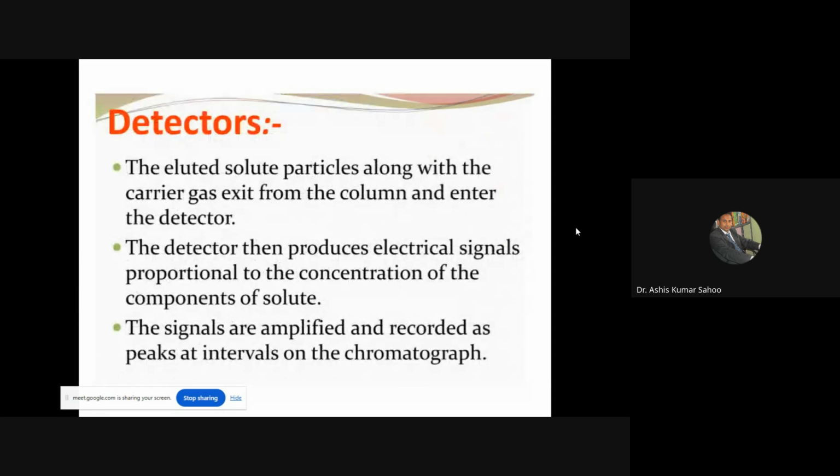Detector. So what is the function of the detector? The eluted solute particles along with the carrier gas exit from the column and enter the detector. The detector then produces an electrical signal proportional to the concentration of the component substance. The signals are amplified and recorded as peaks at intervals on the chart. So these are the functions of detectors.